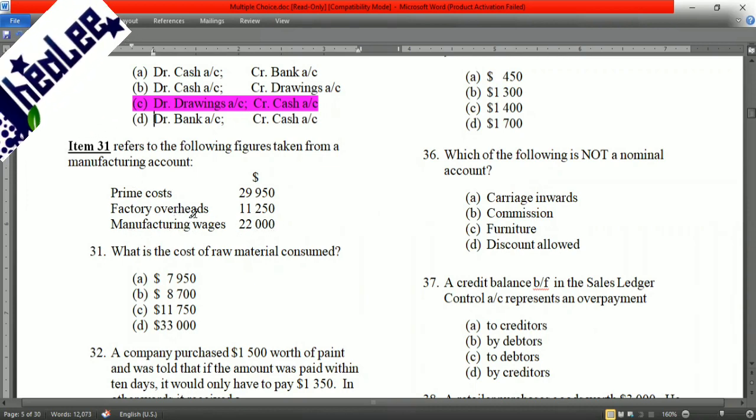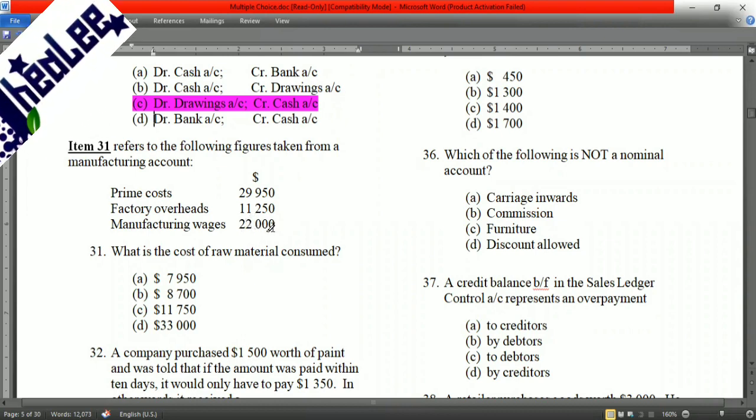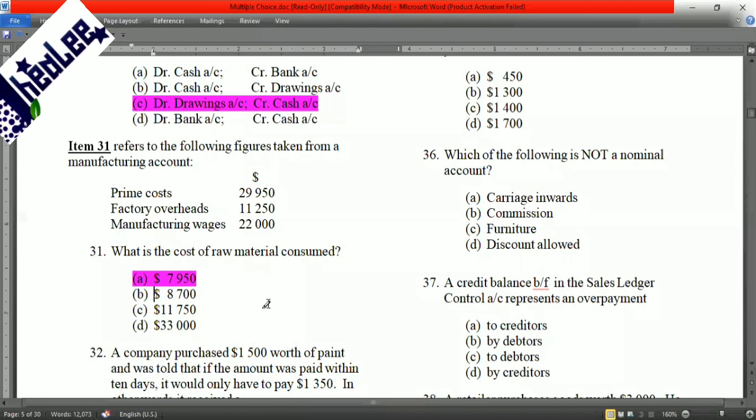So in order for you to get your prime cost, this manufacturing wages would have to be added to your raw material consumed or used. So we're going to find the difference between the two figures, and that will give us a value of 7,950. So our response there is 7,950.